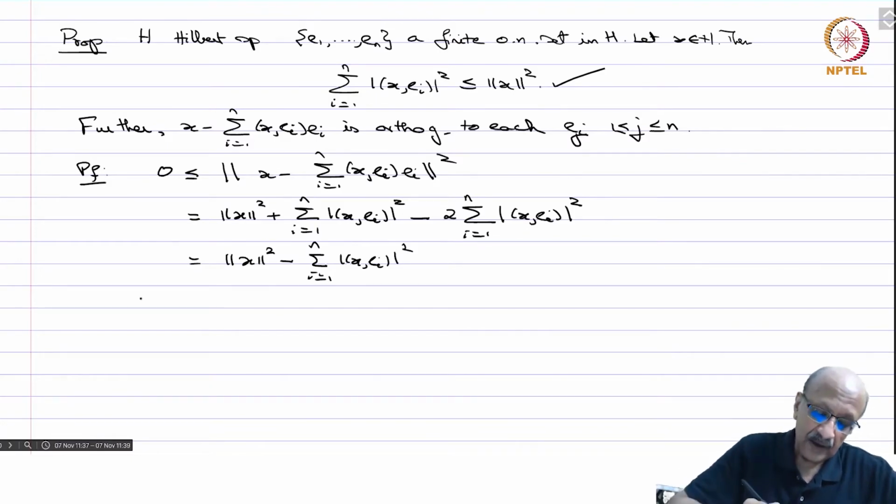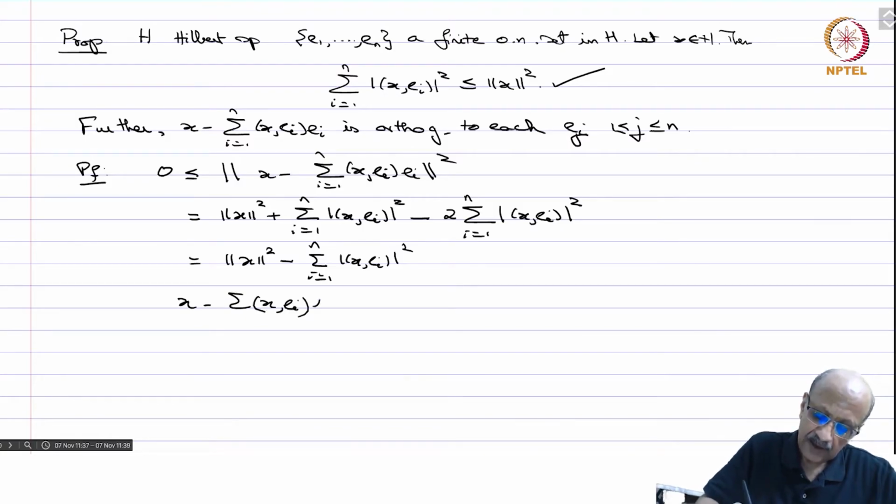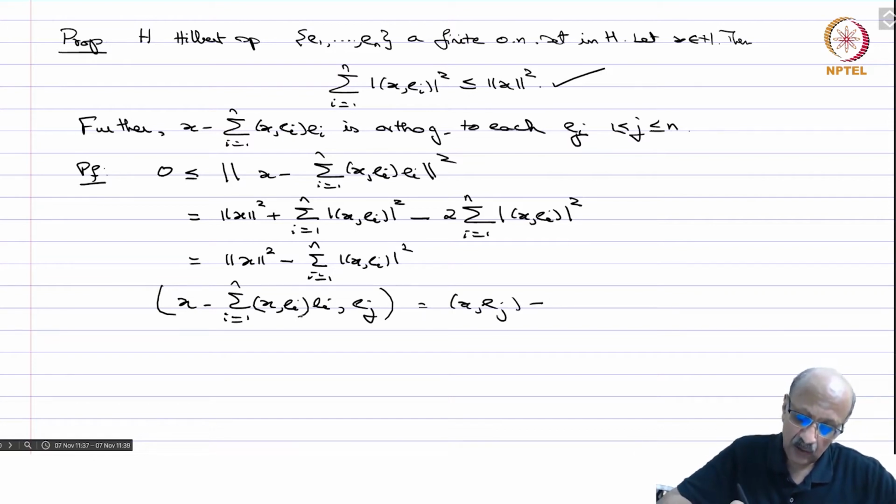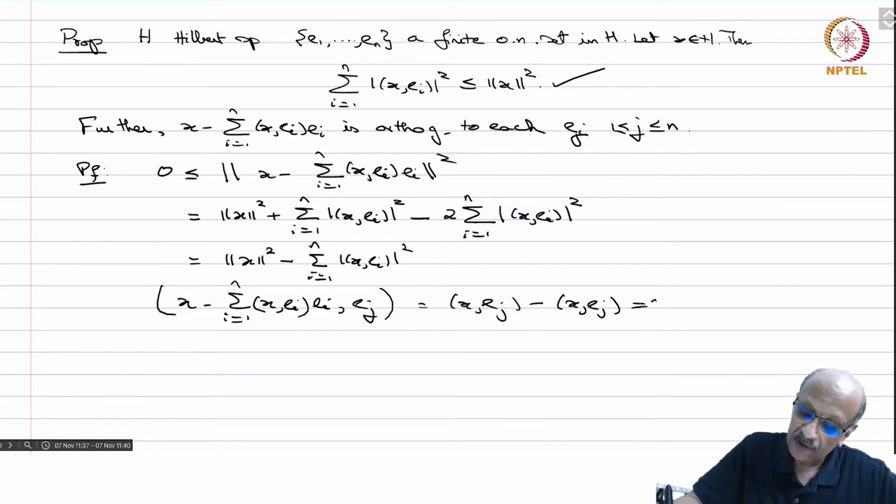Now if you take x minus the sum of <x, e_i> e_i, i equals 1 to n, and then take its inner product with e_j, then this will be equal to <x, e_j> minus, now by linearity every <e_i, e_j> will get killed because that's 0, and only e_j will survive, so that is equal to minus <x, e_j> times <e_j, e_j>, which is 1, and therefore that is 0. And that proves the second part of the proposition, namely that this element is orthogonal to every e_j.